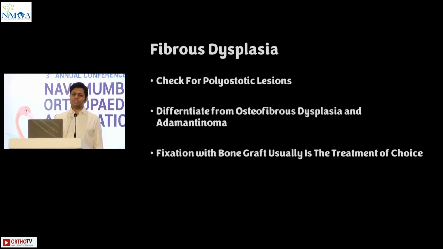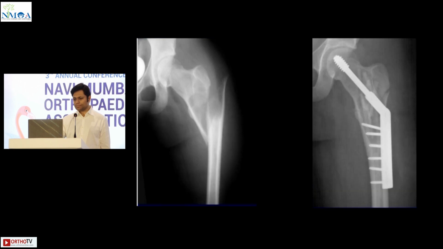Even the osteofibrous dysplasia can be conserved, but an adamantinoma is sort of a precancerous lesion and it needs to be addressed correctly. Fixation with a bone graft is usually the treatment of choice because the bone matrix is so unhealthy that it may not just heal with immobilization. This is an example of a pathological fracture of the proximal femur, which was confirmed to be a fibrous dysplasia. It was fixed with a pediatric DHS and bone graft, and it healed well.